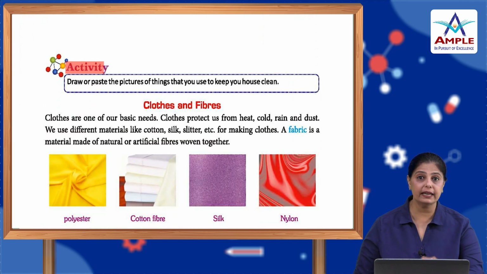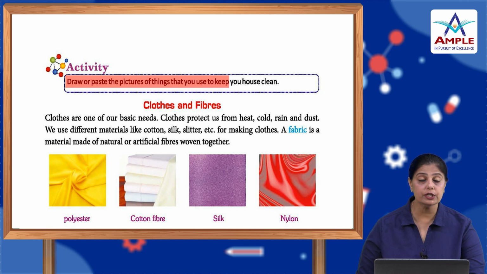So, now you have to do an activity. You have to draw or paste the pictures of things that you use to keep your house clean. We use different items that help us to clean the house. For example, it can be a disinfectant like Lysol or Harpic or maybe Colin. So, you can collect a picture, or the dusting mop. Collect these different items, take the pictures and then paste the pictures. I hope you will quickly do this activity.